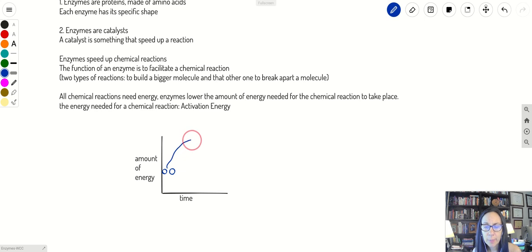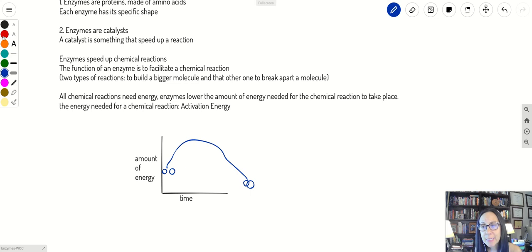It's going to go up. It needs that much energy to form the product. And then the energy goes down. And then we have our two pieces are now together to make one piece. See, they're hooked together. Okay, so that line, which is not a very good line, I'm sorry, but it needs this much energy for this chemical reaction to take place.